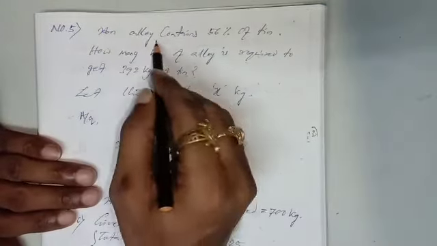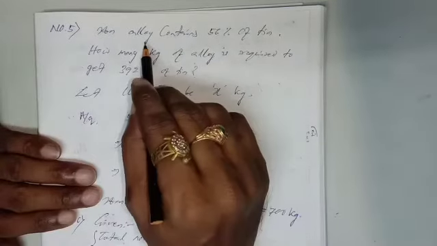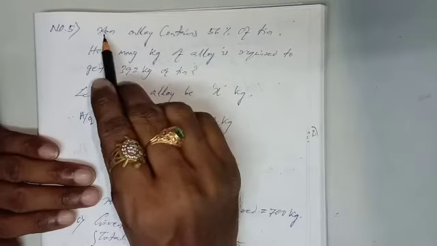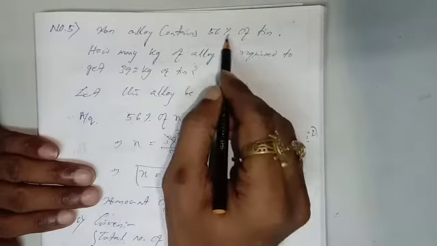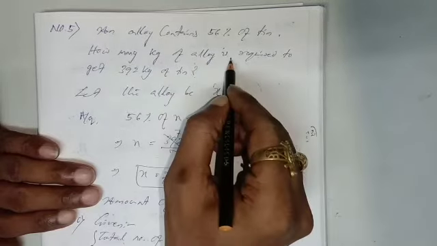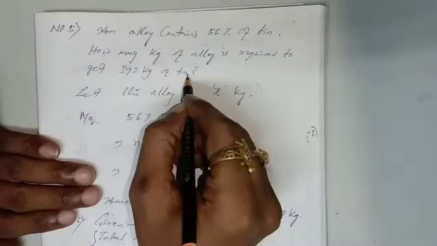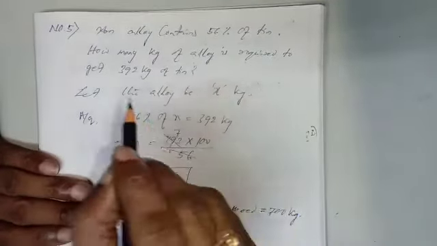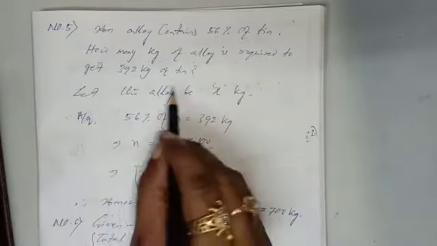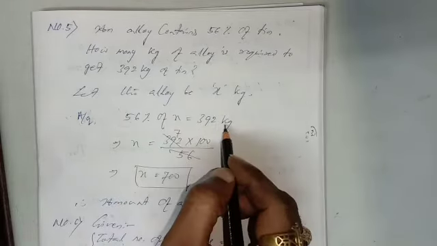An alloy contains 56% of tin. Alloy is a mixture of two or three metals. In this question, an alloy contains 56% of tin. How many kg of alloy is required to get 392 kg of tin? So as for the question, let the alloy be x kg, then 56% of alloy means x kg equal to 392.